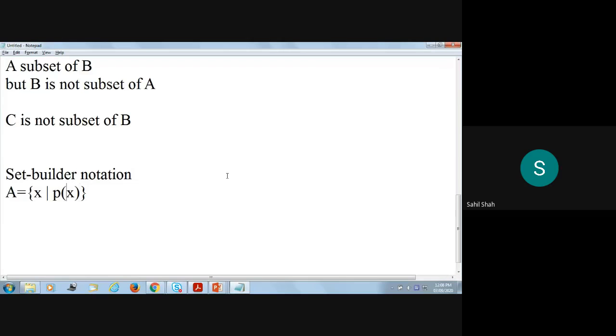P of x is what? A predicate which is true involving x. x is the element belonging to the set, and p of x is a predicate involving x. It should be true. For example, if I ask you what are the elements of A such that small a satisfies 1 less than a, this is the condition involving a which should be satisfied for listing out the contents of it. So I will have the elements of set A as 2, 3, and so on. I hope this is clear. Something new: set builder notation. We are denoting a set using a formula, a mathematical equation. I hope the things are clear.